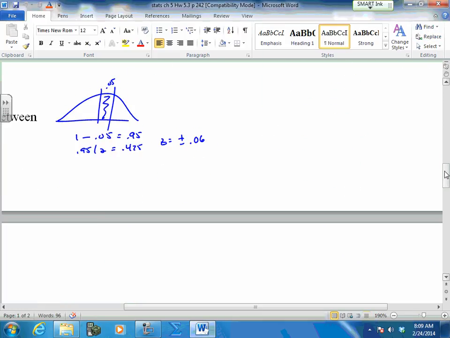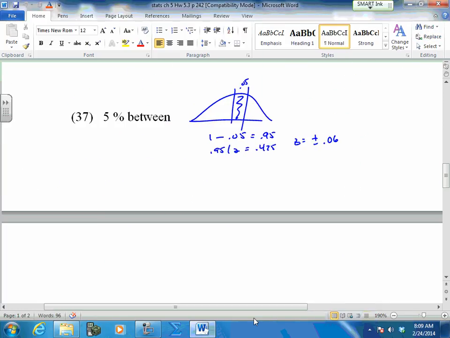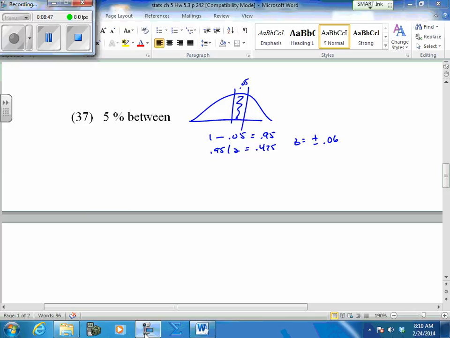Okay. And I think this was the last one, another in between. If in between is 0.05, then you subtract it from 1, divide it in half, and you look up the left side. And that will give you your symmetry. Any questions? Okay, tomorrow we're going to continue with this and find the x-scores for this.